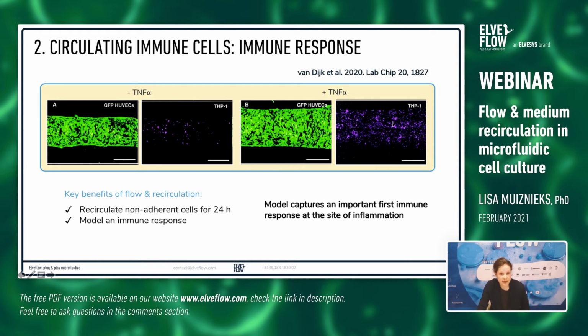The attachment of monocytes, here in pink, to the cells of the endothelium was significantly increased in the presence of the pro-inflammatory cytokine after 24 hours. So this model captured an important first immune response at the site of inflammation. And this configuration provided the key ability to recirculate non-adherent cells for 24 hours.